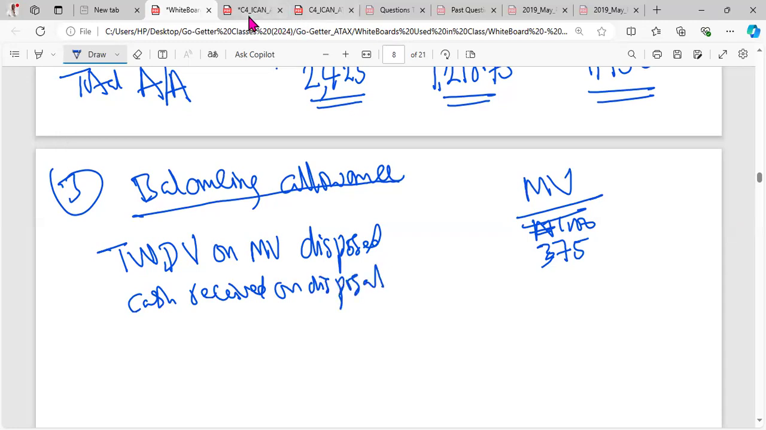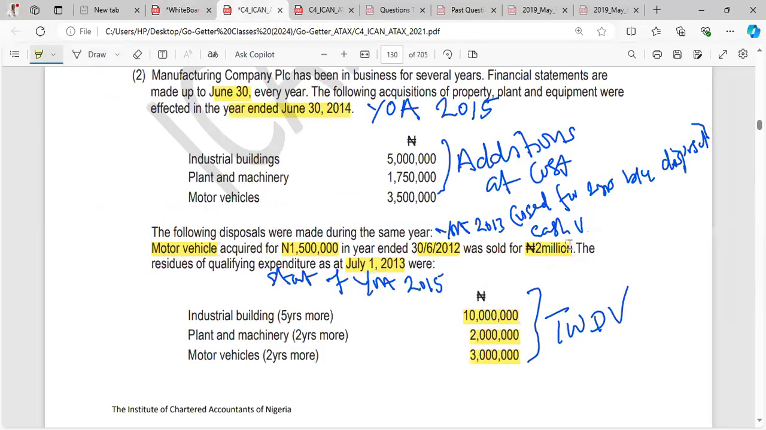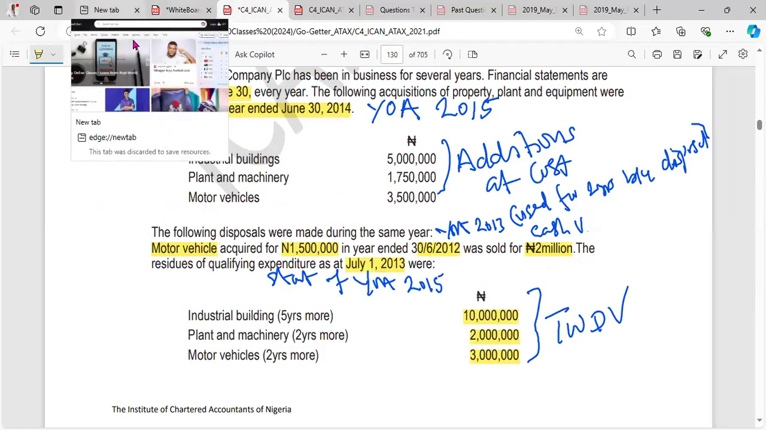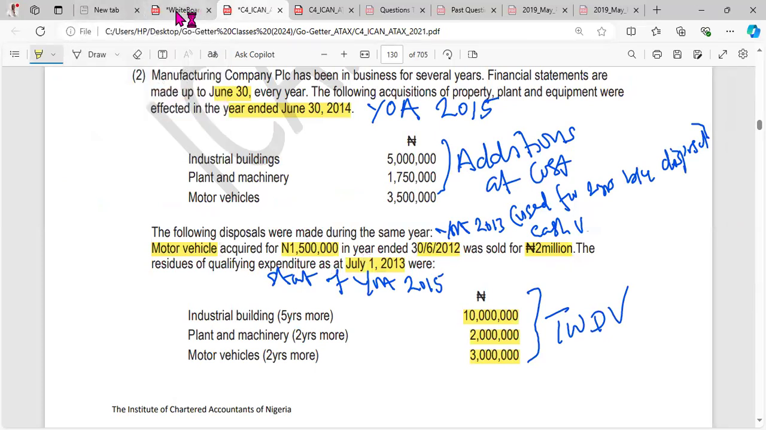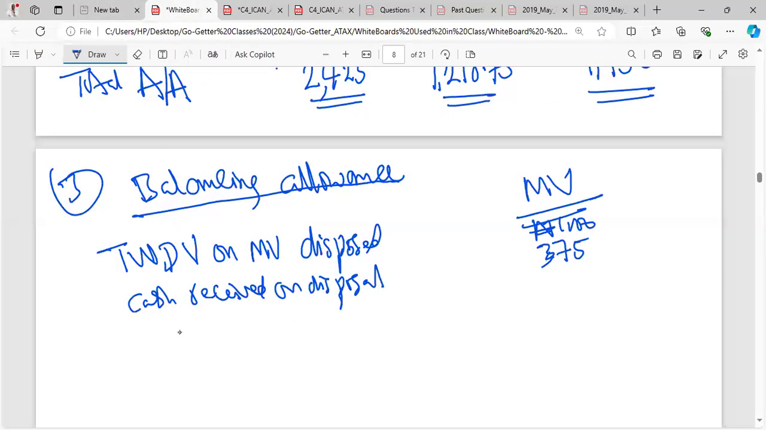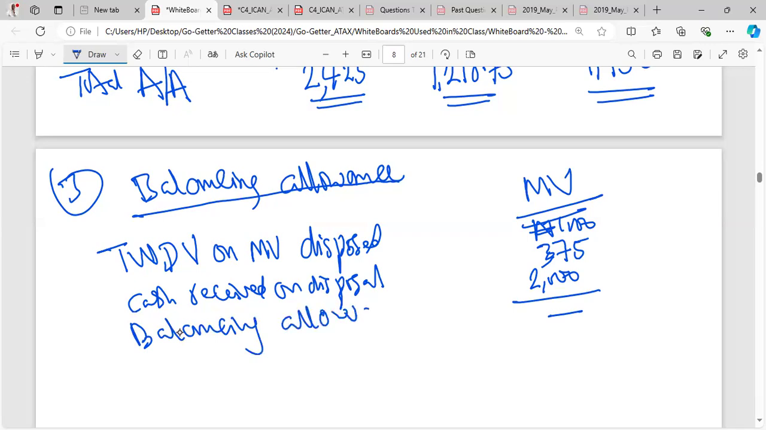What is the cash you received on disposal? For 2 million. So because it was sold for 2 million, there will be no balancing charge or balancing allowance. There's no balancing allowance. The balancing allowance is 0. But there will be a balancing charge.